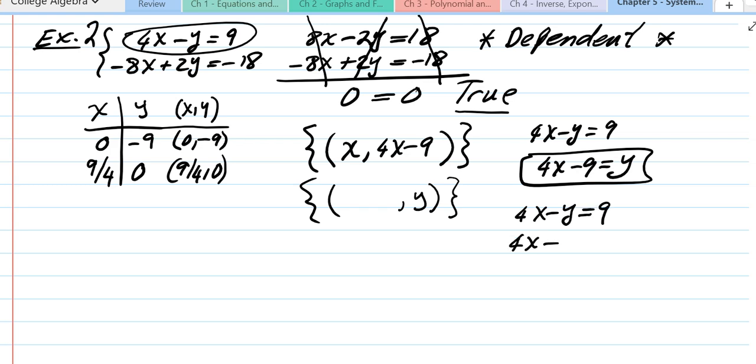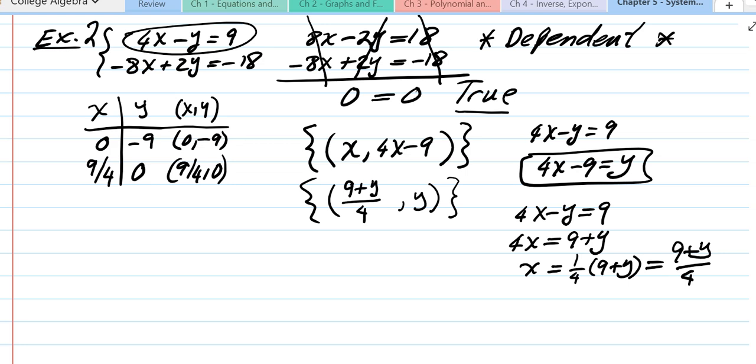Solve for x: add y to both sides, divide by 4, and we get 1/4 (9 plus y). Or you can write it as (9 plus y) over 4. They're the same thing. 1/4 of a number is the number divided by 4. So I'm just going to write it as a fraction, (9 plus y) over 4. There you go. Again, what does this mean? Give me a y. I'm going to give you something that works out nicely. -1. How's that?